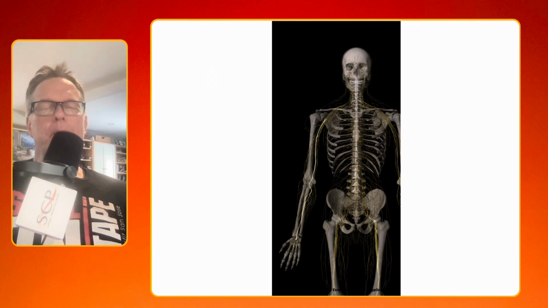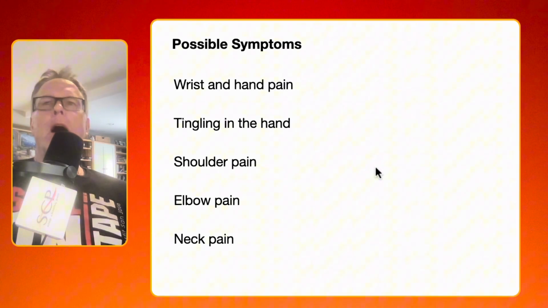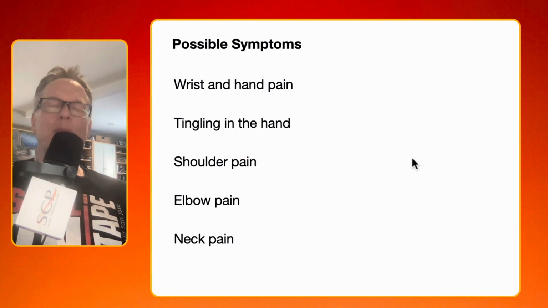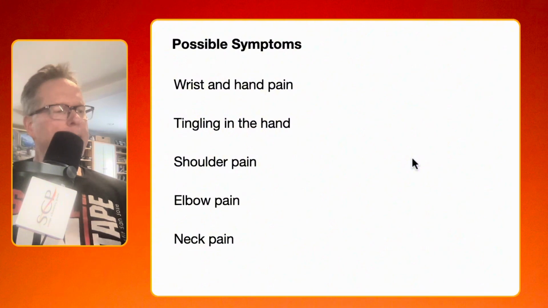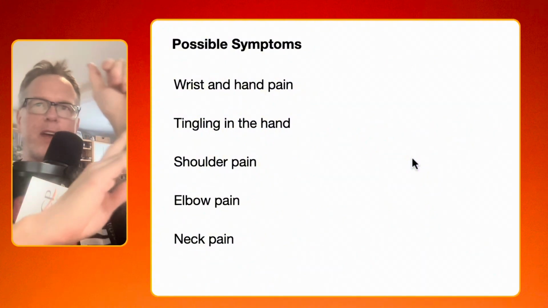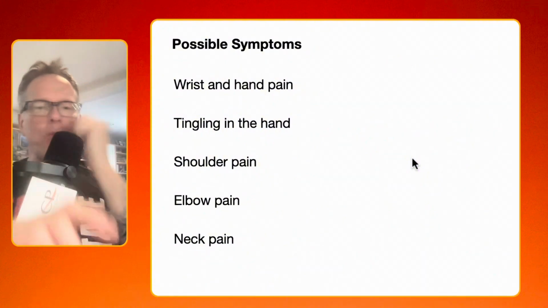So, what are some of the symptoms that you might have? Well, wrist and hand are a big one. Tingling and numbness in the fingers, otherwise known as carpal tunnel. So many people have carpal tunnel type symptoms and they need to get the median nerve taken care of, right there along the pathway.